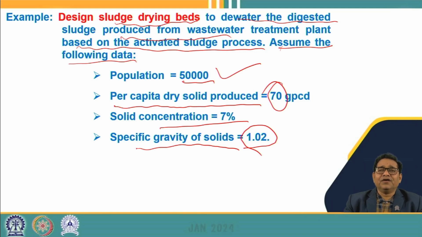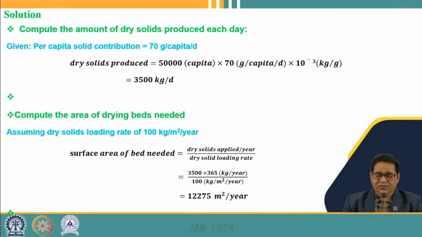So here what we have been given is the population and the per capita per day solid contribution. Using these two data we can find out how much total dry solids will be produced in a day, and then using the sludge loading rate criteria we can find out the surface area requirement, and then we also have to consider the solid concentration, that is 7%. So how will we do this design? You see the solution is given here.